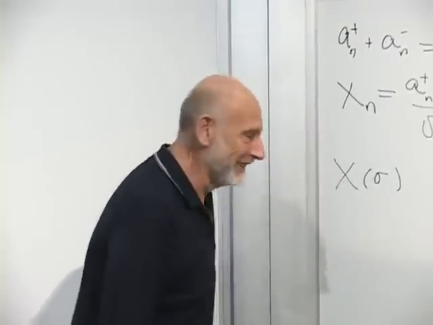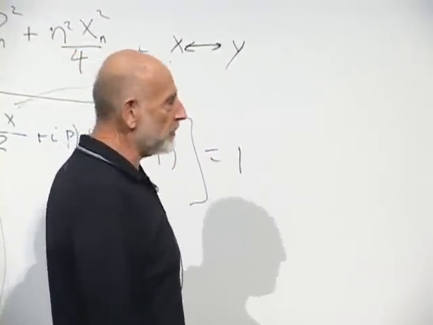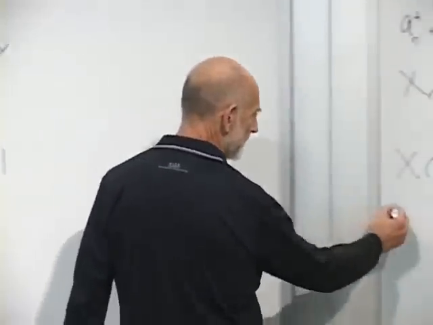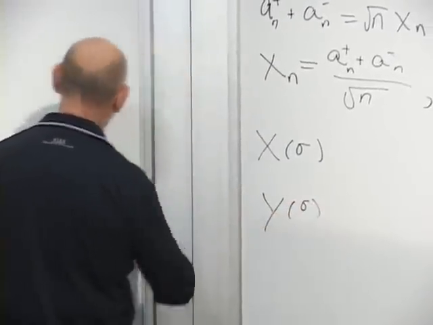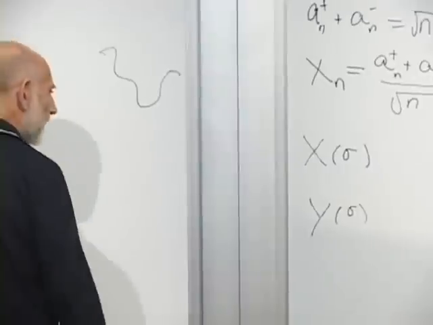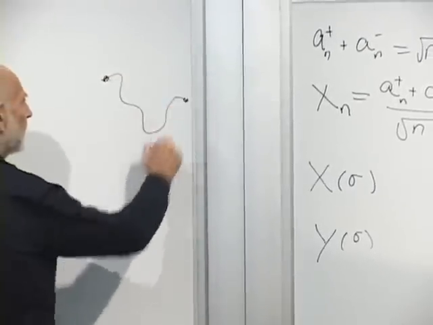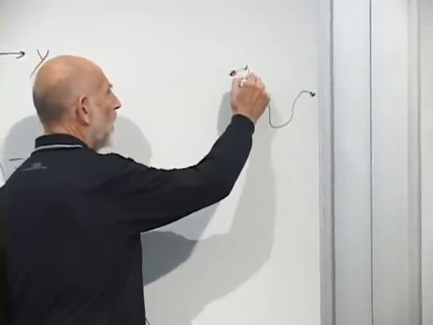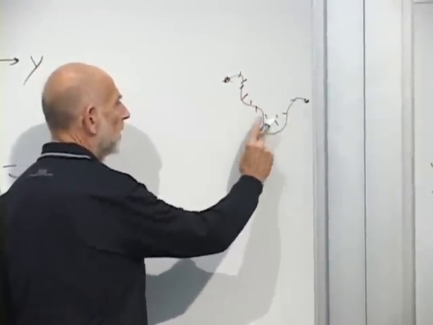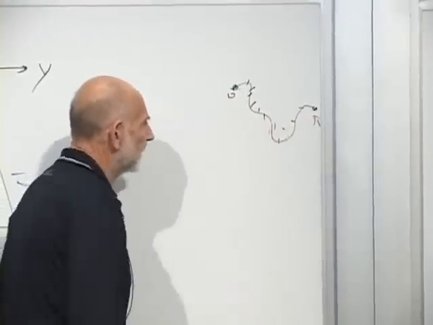All right, remember what x of sigma was? X of sigma and y of sigma. We have a string moving around in the xy plane, looking at it, moving down the axis. It has ends, and along the string, we invent a parameter called sigma. Sigma goes from 0 to pi.